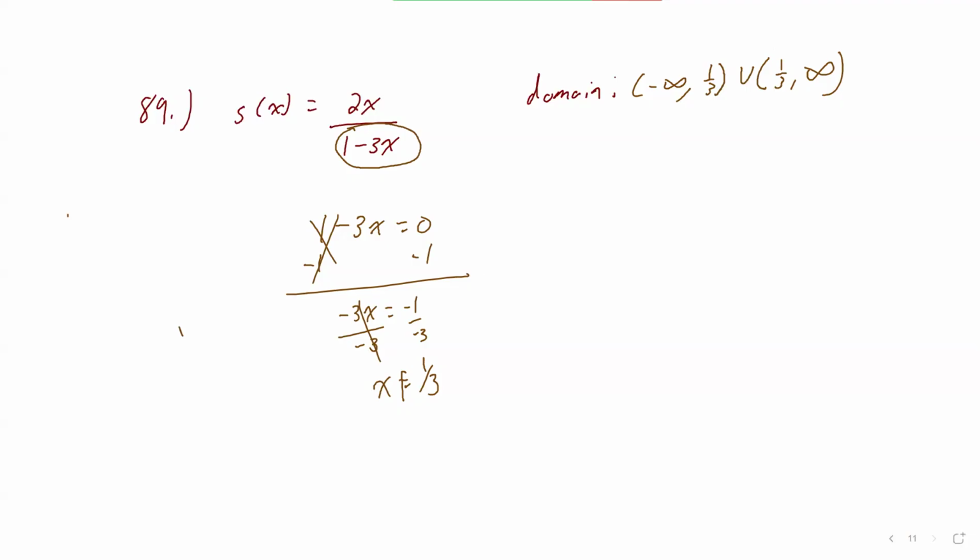All right, let's do a couple more. Let's look at number 93. Number 93 says f of x equals the square root of x plus 6, plus 1.